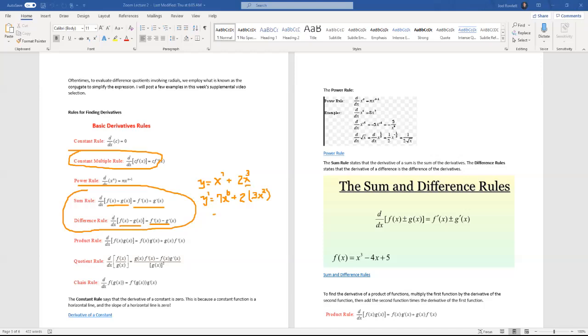And if we simplify this, that gives us 7x to the power of 6, plus, I'm going to multiply 2 times 3. That's going to give me 6x squared. So the derivative of y in this case is 7x to the power of 6 plus 6x squared.